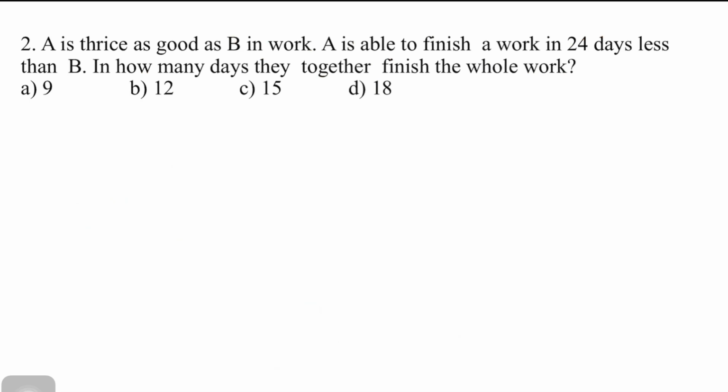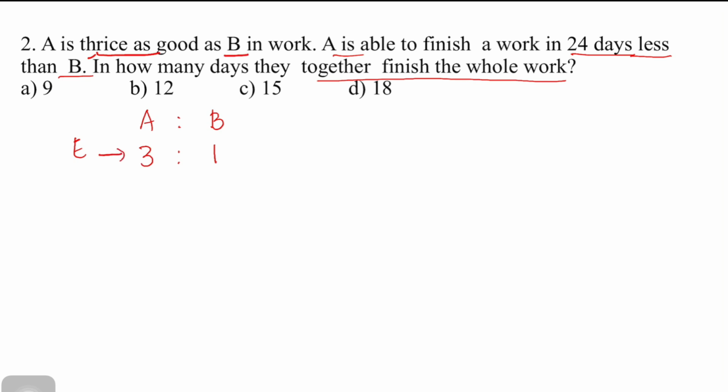Next, A is thrice as good as B in work. A is able to finish a work in 24 days less than B. In how many days will they together finish the whole work? So A is to B, we can establish an efficiency ratio. A is thrice as good as B, isn't it? So if B is 1, A will be 3 times as efficient.